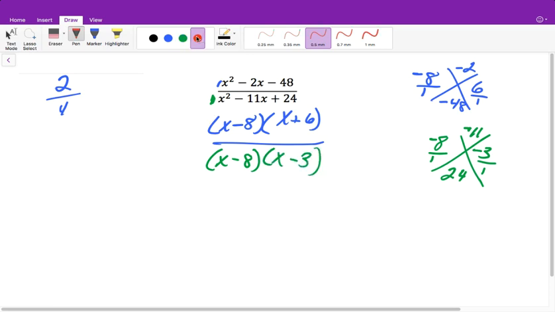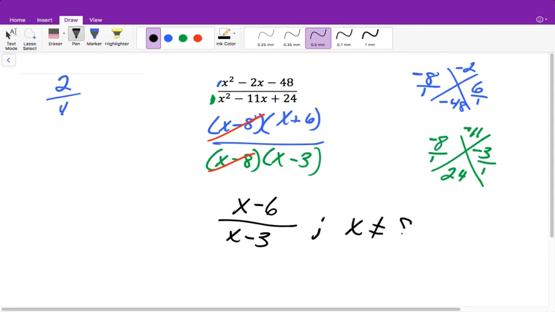All right, now we look to cross out like factors, so x minus 8 and x minus 8 cancels. So our final answer after we reduce is x plus 6 over x minus 3. And then stating our restrictions, x cannot equal 8 or 3. All right, now on to the next question.